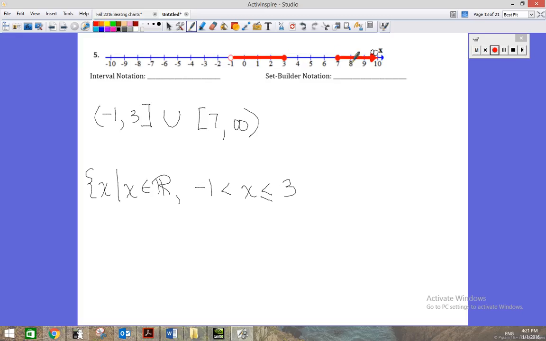I have another interval to describe, so I need a union symbol. I will not use infinities in inequalities. I've got a 7 here. All of the numbers are to the right of 7. All of these values x are bigger than, and since it's a solid dot, they are bigger than or equal to 7. So here are two different notations that describe the same set of numbers. This is referred to as interval notation. This is referred to as set builder notation.